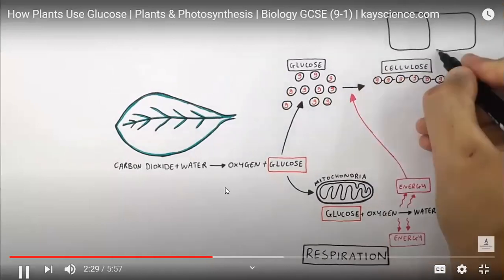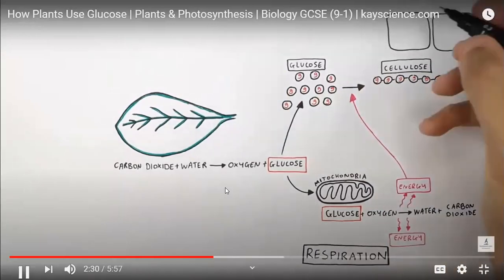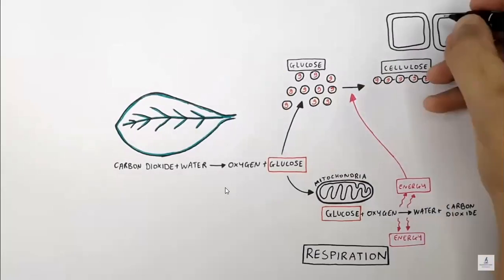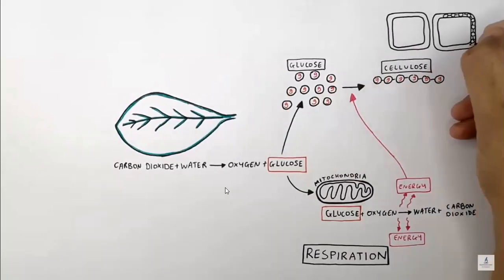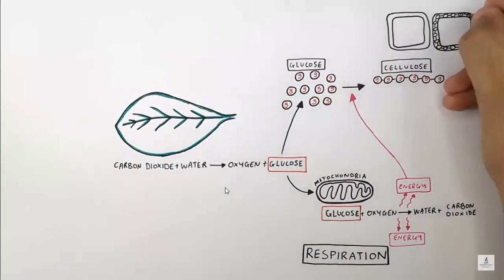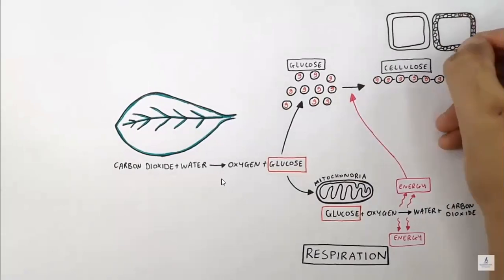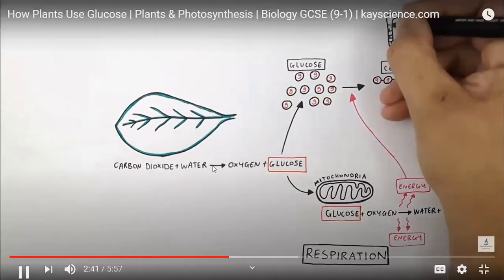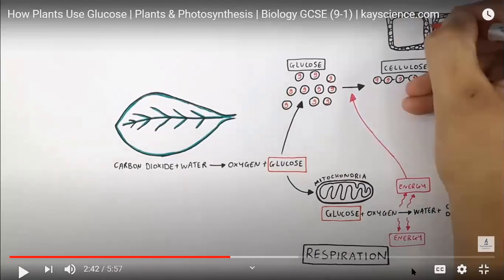So what I'm drawing here are plant cells. These here are the cell walls. I'm representing the cellulose inside the cell walls. So this here is the cellulose that is used to make cell walls in plant cells. So let me wind this up.